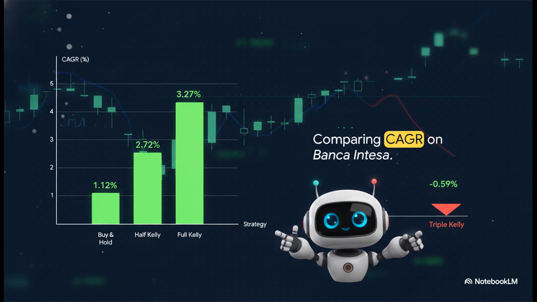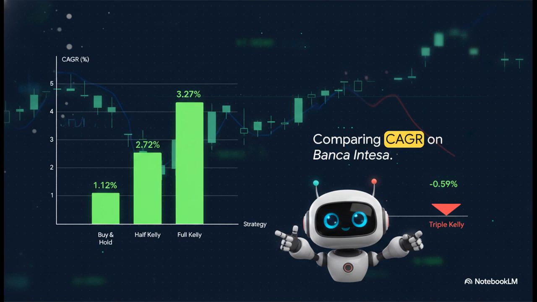The crucial reality is this. Full Kelly is incredibly aggressive. In a rigorous simulation done on the European equity market over a 12-year period using shares of Banca Intesa, betting the exact optimal Full Kelly formula returned the highest compound annual growth rate at 3.27%.